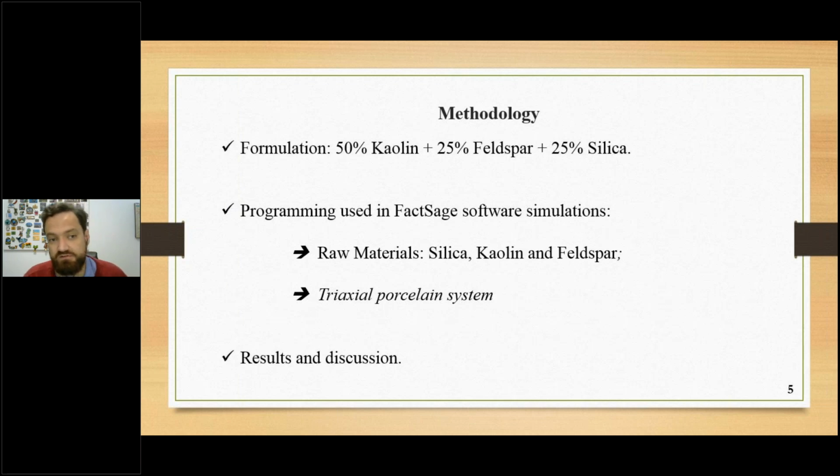So, the methodology: first was the formulation of the triaxial ceramic, 50% kaolin plus 25% feldspar plus 25% silica. It is the most used proportion of these components in triaxial ceramics. After that, we used FactSage to calculate the phases formed at room temperature for the raw materials, and after that, for the triaxial porcelain system. And after that, I will show the results and some discussion.